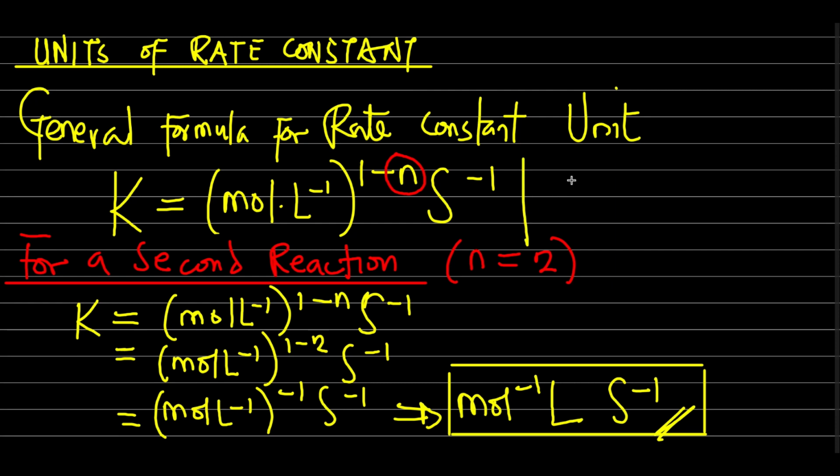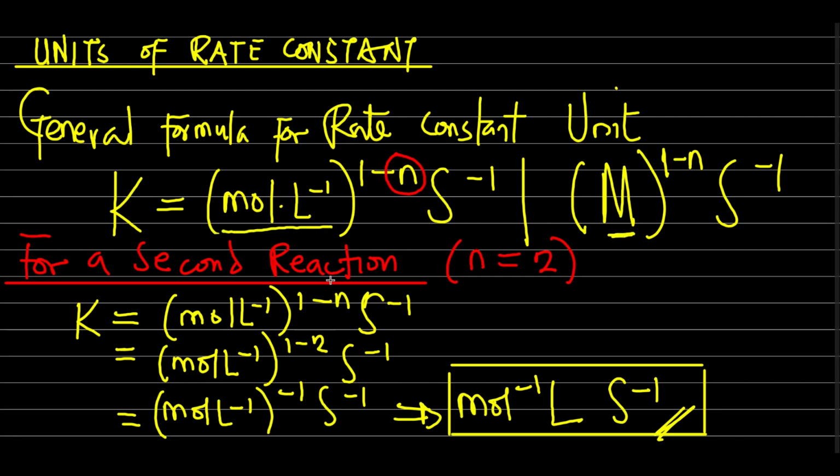This can also be written as molar to the power 1 minus n per second. Why? Because the capital letter M stands for molar, which is the same thing as mole per liter. Most of the time, they wouldn't write mole per liter as the unit. It might just be something like capital letter M. This stands for molar, and molar is mole per liter.